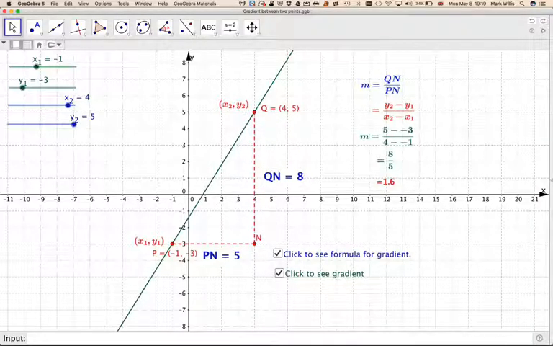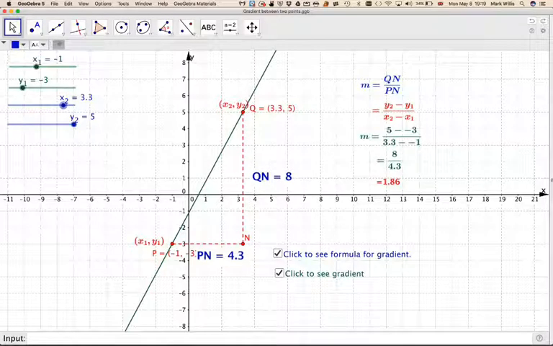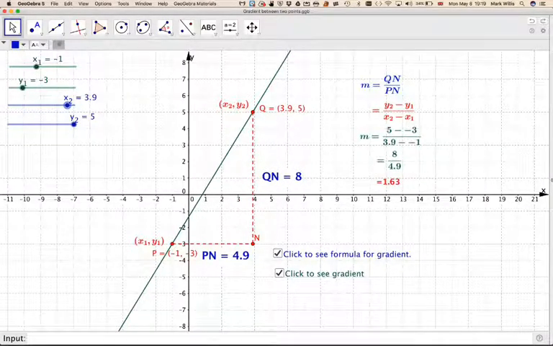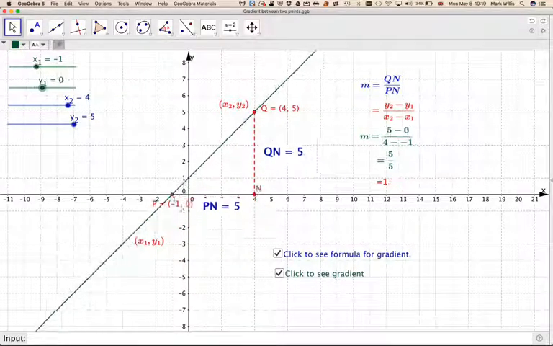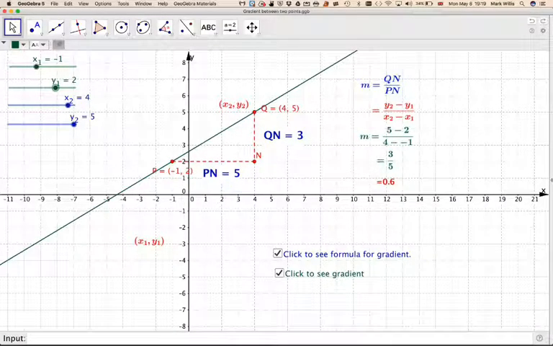Now if I move this one, sorry, I'm not going to move this one, let's move the other one, this one here. Now I've got a different fraction, and so what happens now, this means for every 5 squares along I go up 3.